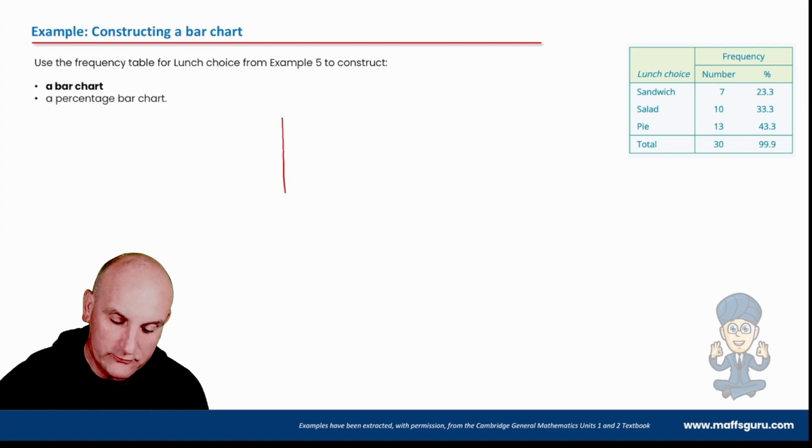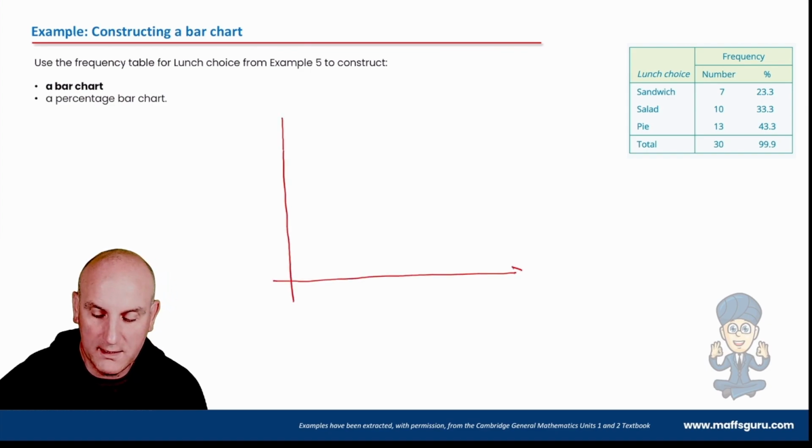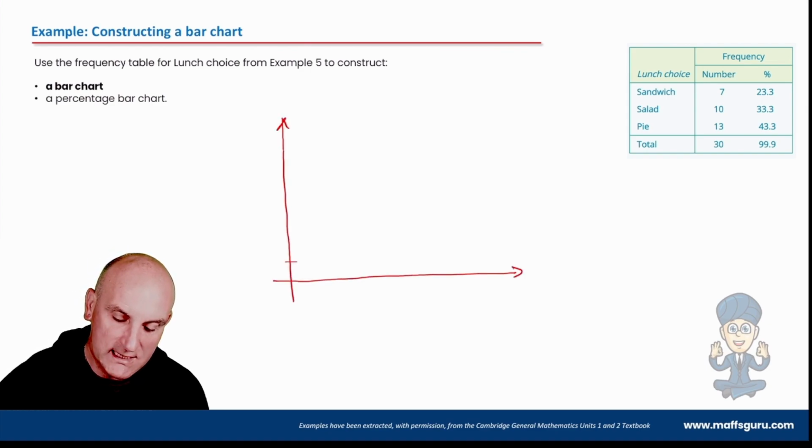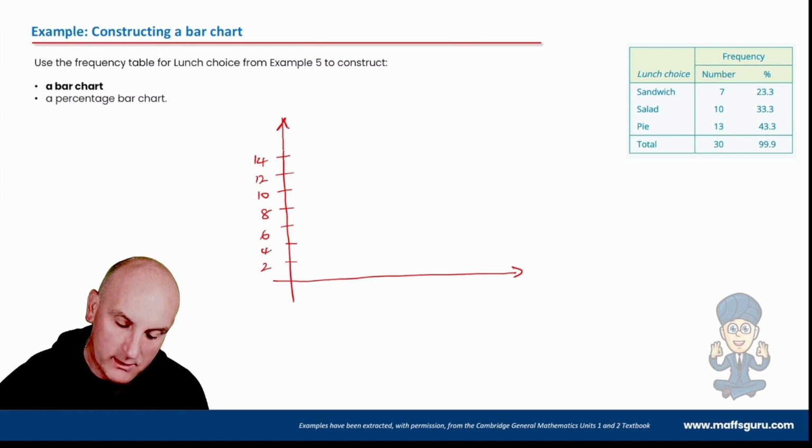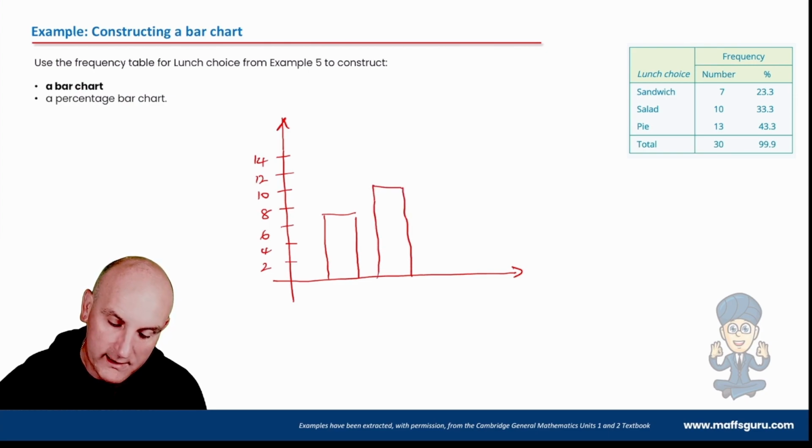So again, if I was going to do that, I would draw my lines. I'd have my scale 2, 4, 6, 8, 10, 12, 14. And my first bar would go up to 7, wasn't it? Yep. My next bar would go to 10. And my next bar would go to 13. And again, this is really rough.